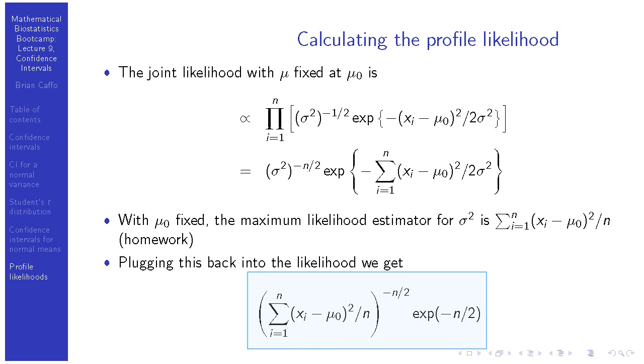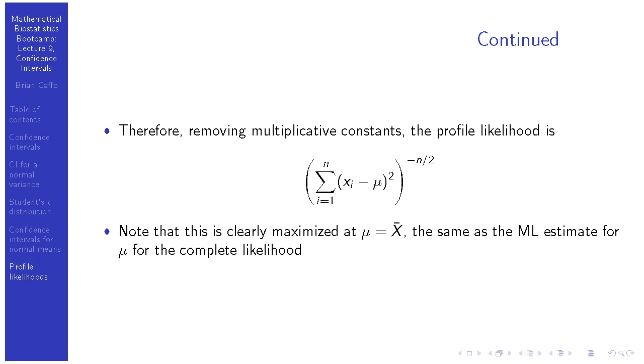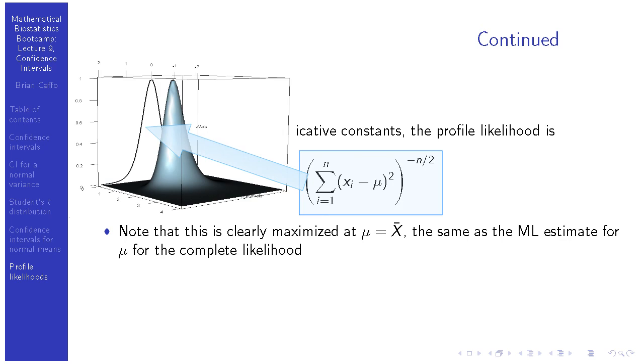Summation of (xi minus mu naught) squared over n, raised to the minus n over 2 power, and then e to the negative n over 2. And this e to the negative n over 2 is irrelevant because it doesn't involve mu naught. So that's for one mu naught, and if we did that for every mu naught, we would get a function. And so here's our profile likelihood: this function, summation of (xi minus mu) squared raised to the negative n over 2. That function is our profile likelihood.